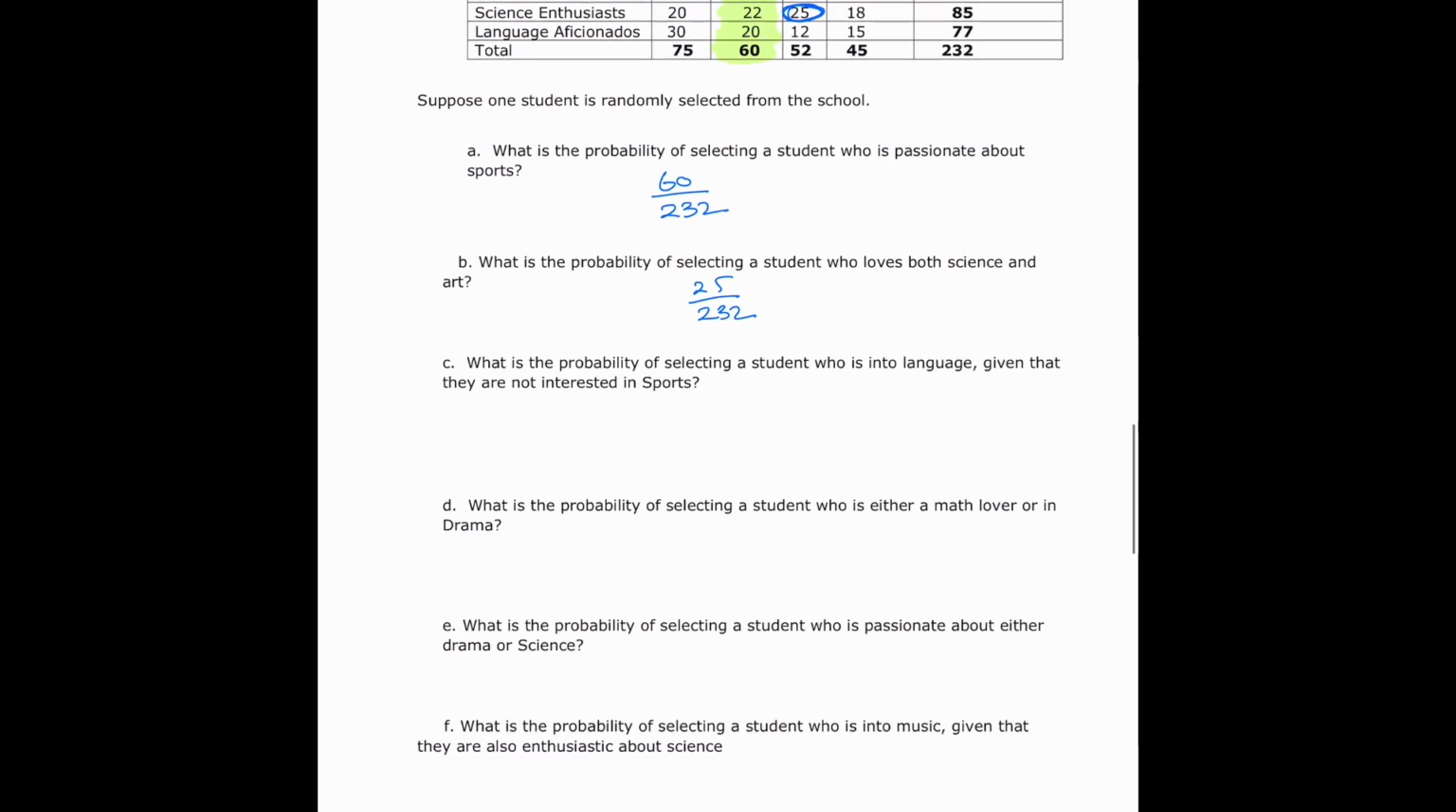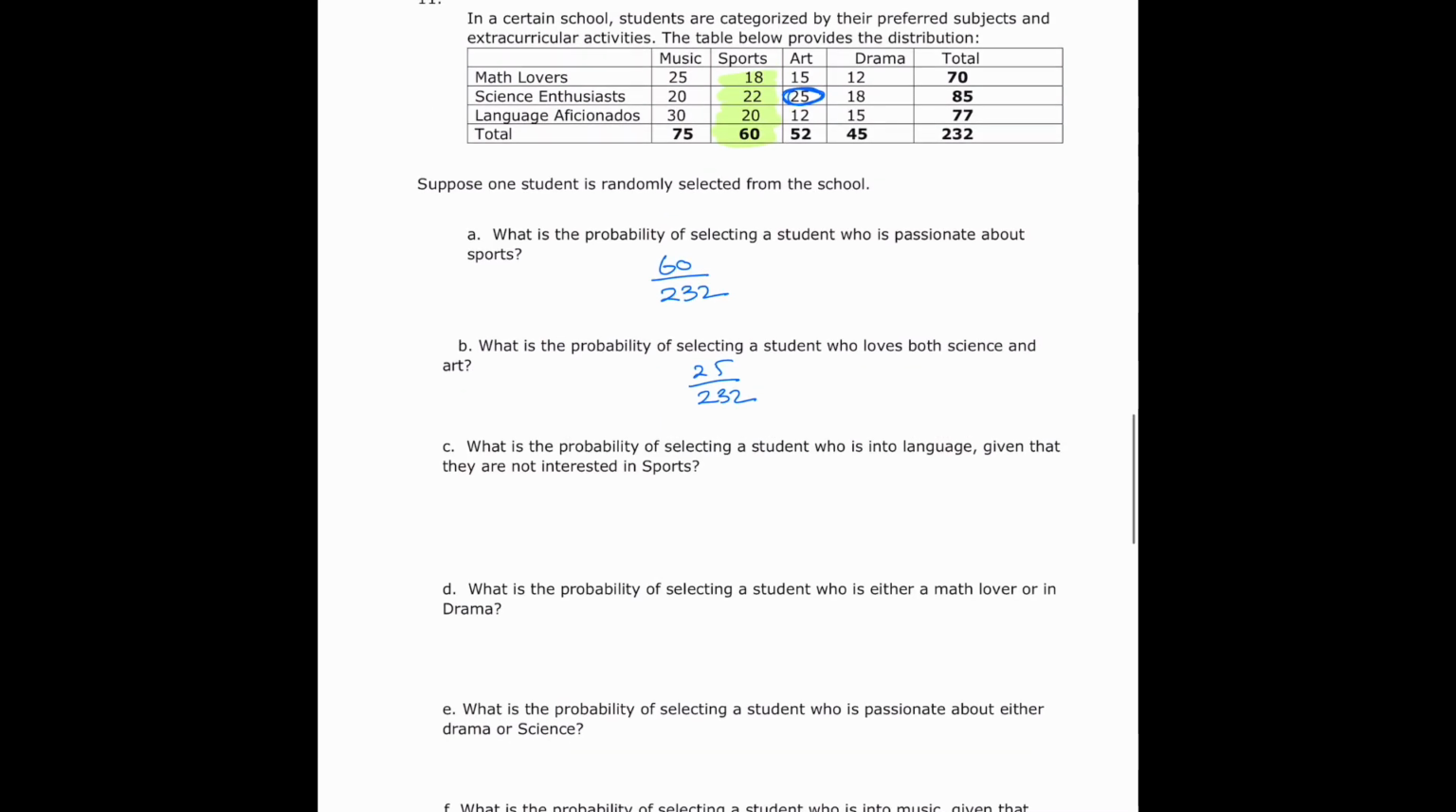What is the probability of selecting a student who is into language given that they are not interested in sports? So the person is not interested in sports, which means we're going to compute everybody else but the people who are interested in sports. So that is our options. We can pick from those people because it is given to us that the person is not interested in sports, right? So everybody else except for the people who are interested in sports. So we're going to add 75, 52, and 45 together.